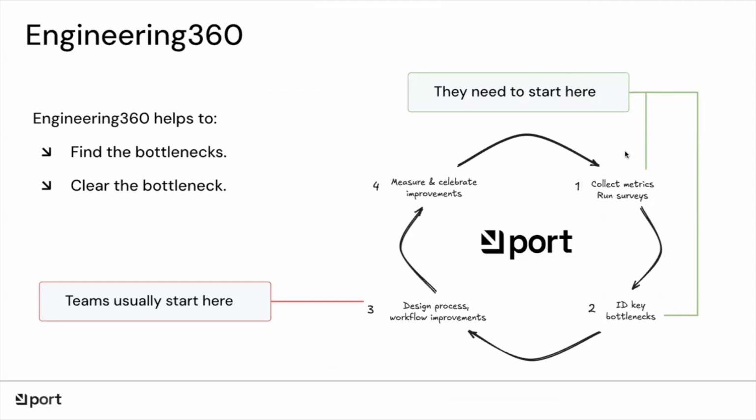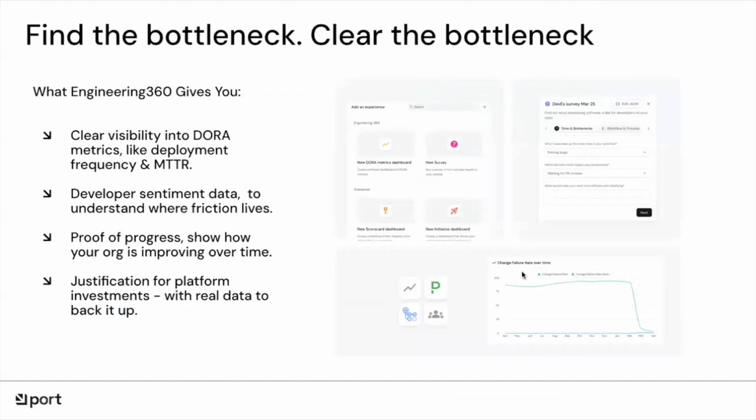This is why we believe teams need to start here by collecting metrics and running surveys, then identifying the bottlenecks. We're going to dive deep on all the features that Engineering 360 gives you inside Port, which you get out of the box for free once you sign up to Port, and it's inside of our package. You get clear visibility into DORA metrics like deployment frequency and MTTR. We'll double click on them in a second.